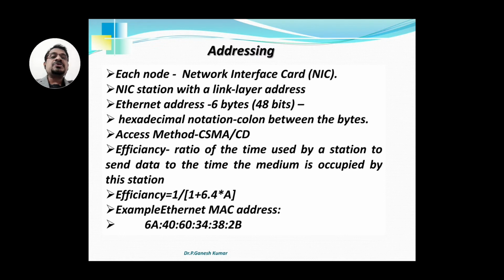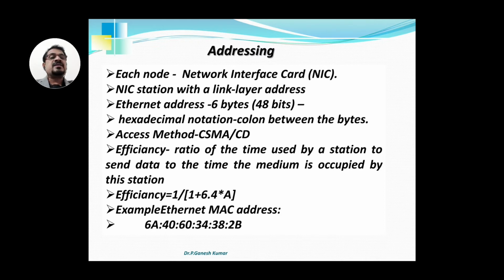So each NIC station has a link layer address, which we call the Ethernet address. Ethernet addresses are 6 bytes in length, that is 48 bits, written in hexadecimal notation, with every two hex digits, that is every byte, separated by a colon. The colon notation is used.